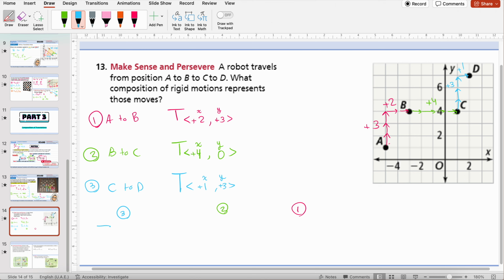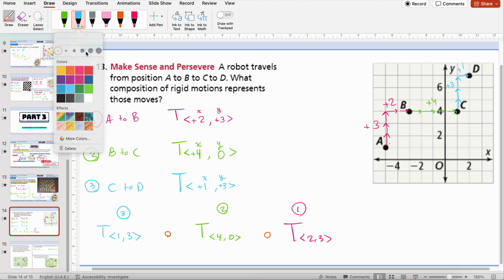The composition notation. Third one, 1, 3. Second one, 4, 0. First one, 2, 3. What's between them? The small amazing circle that we surely love.